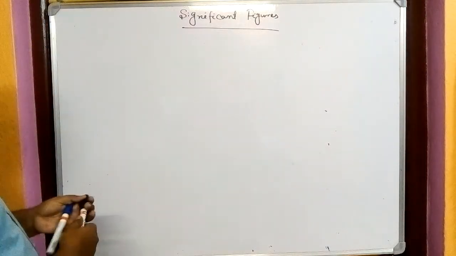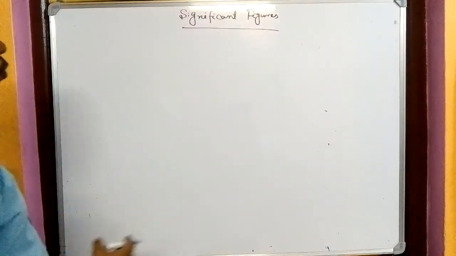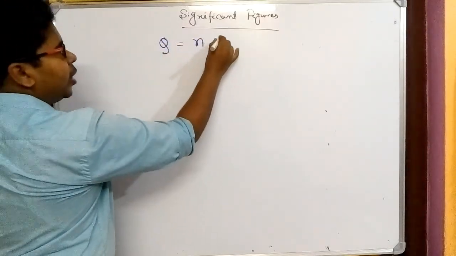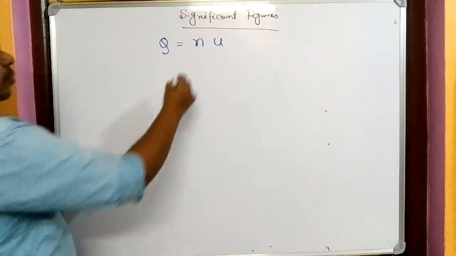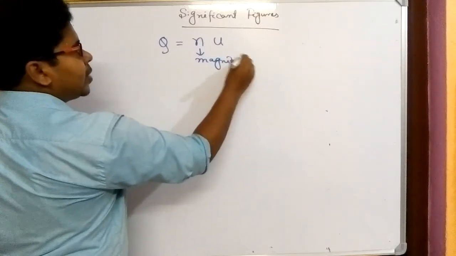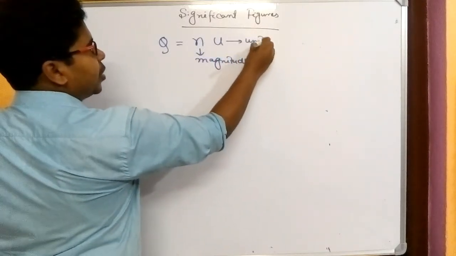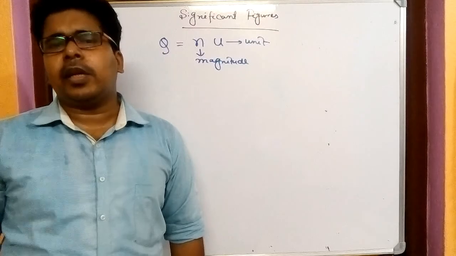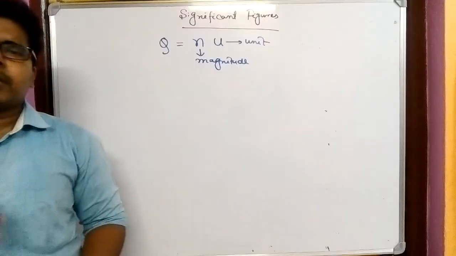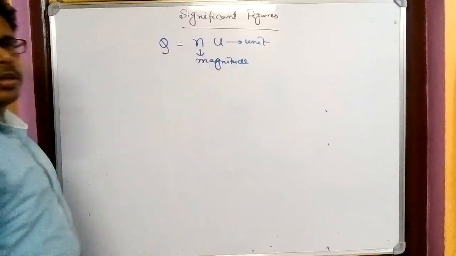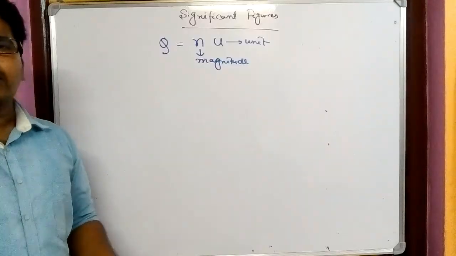Now, what is the need of significant figures here? See, whenever we represent a physical quantity by Q, we represent it by N into U. What is N? We have told it is the magnitude. Magnitude means it's a number, and U is the unit. What is a unit? What types of units are there? What is the unit of different physical quantities that we have discussed earlier? Now we are talking about this N, that is the magnitude. Now you can say, sir, magnitude is magnitude, what is the problem with that?